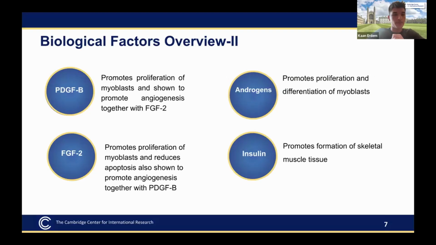So PDGFB, platelet-derived growth factor B, is shown to promote proliferation of myoblasts and is shown to actually promote angiogenesis only when used together with FGF2. FGF2 on its own, fibroblast growth factor 2, has been shown to promote the proliferation of myoblasts and has been shown to reduce apoptosis. And it's also, as mentioned previously, shown to promote angiogenesis together with PDGFB.